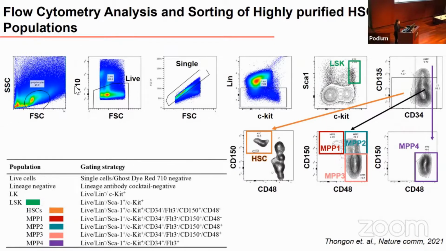As shown here, we use a dye for cell viability, and from large single cells, we selected only the lineage-negative population. From here, the positive selection of LSK, which is our stem cell compartment, is based on the expression of Sca-1 and c-Kit. From this population, together with double negative CD135 and CD34, and also negative for CD48 but positive for CD150, we can recognize our HSC, or hematopoietic stem cell, population.